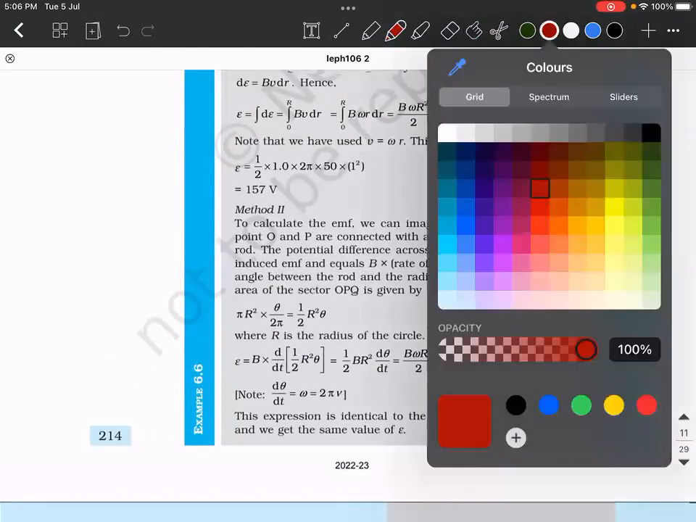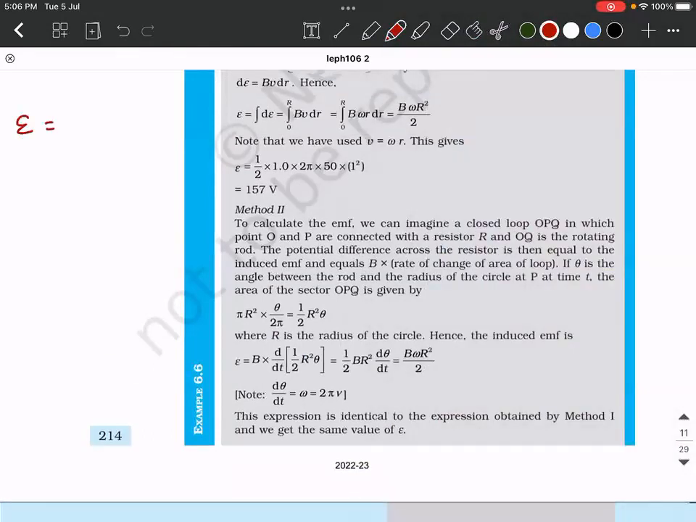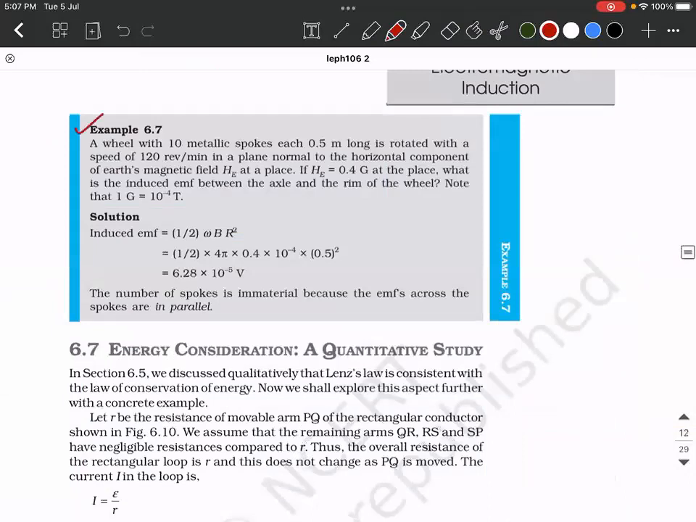Just to recollect the concept. So by the way, those who are online, are you able to hear me? Yes, sir, you are audible. So E is equal to half B R square omega. This is what we got yesterday, right? I told you this expression can be used as a formula to solve other problems as well. So having this in mind, let's try out example 6.7 and then we can go to the next concept.